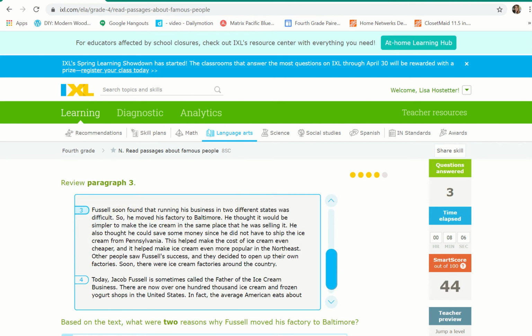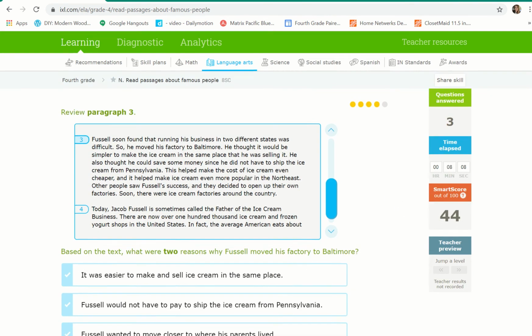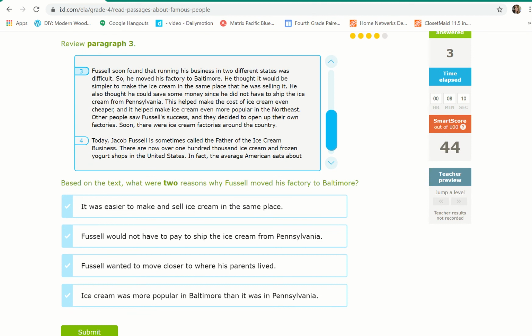So it looks like we've got another question here. It says, in review paragraph 3, based on the text, what were two reasons why Fussell moved his factory to Baltimore? So that means you're going to be picking two of these answers, not just one. It was easier to make and sell ice cream in the same place. Well, he thought it would be simpler to make ice cream in the same place he was selling it. It says so right there in the text, so I'm going to choose that one.